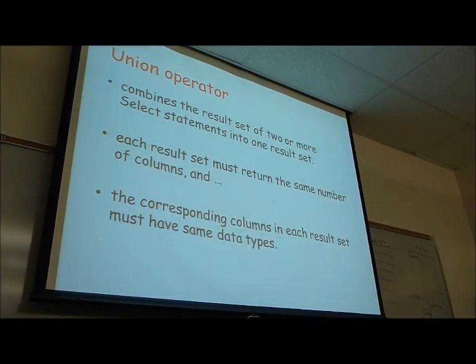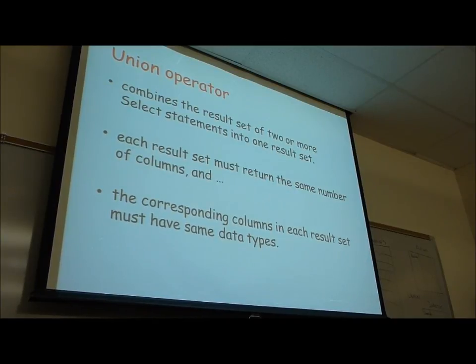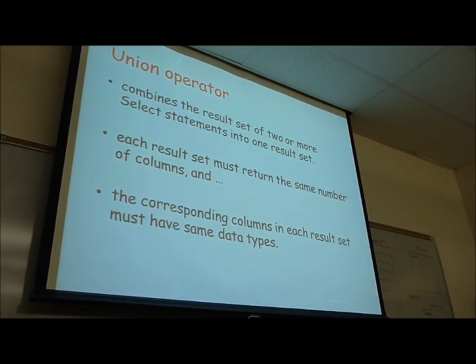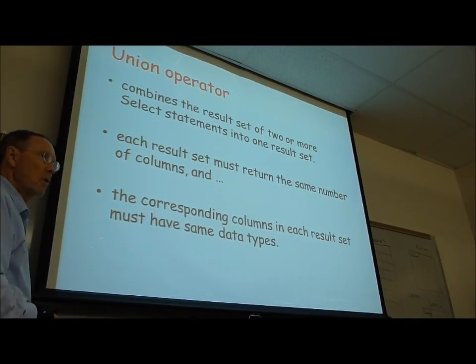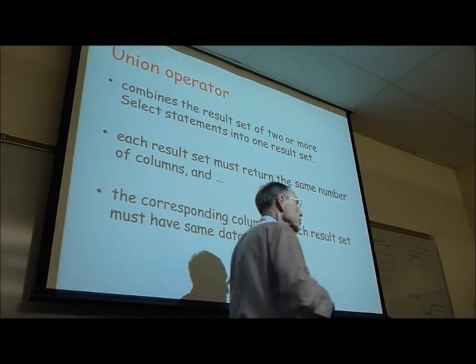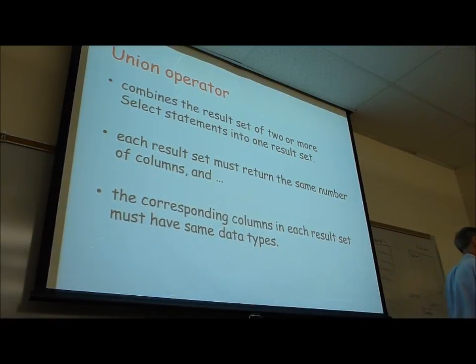Example. Okay, so what this union operator does is it's going to combine the result set of two or more select statements. You can think of any result from a select statement as really just an intermediate table. Later we'll look at how we save them, but we can use them on the fly.